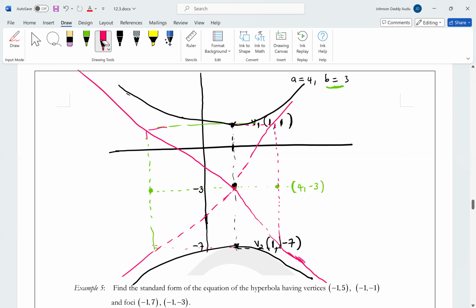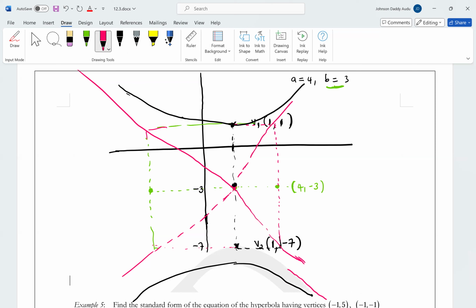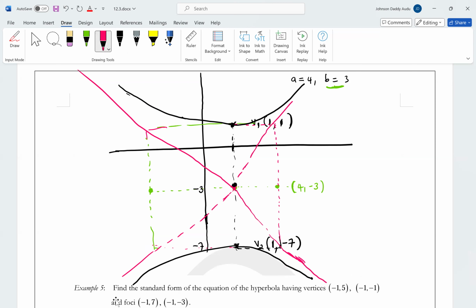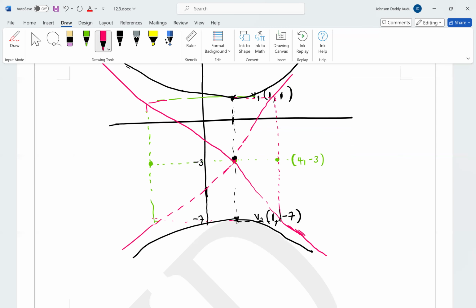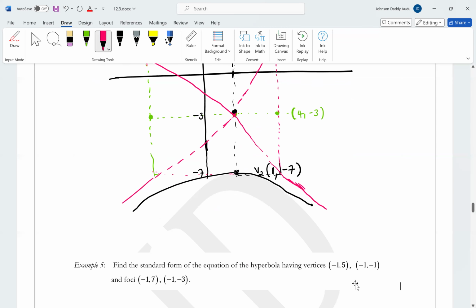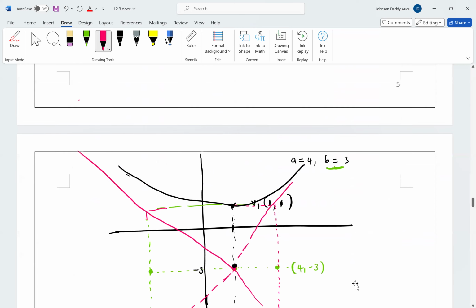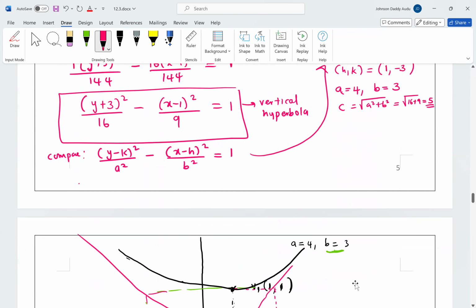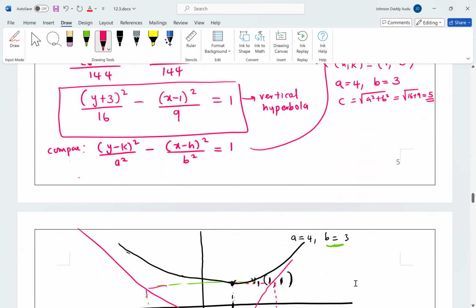Now, there is something we've not shown on this graph, and that is our foci, our two focal points. How do you find these two focal points? You just need to calculate your C. We need to find what is that C. We already have C. Look at C. It's 5.